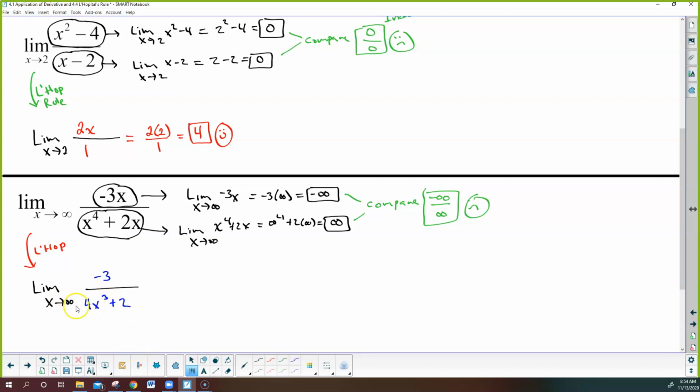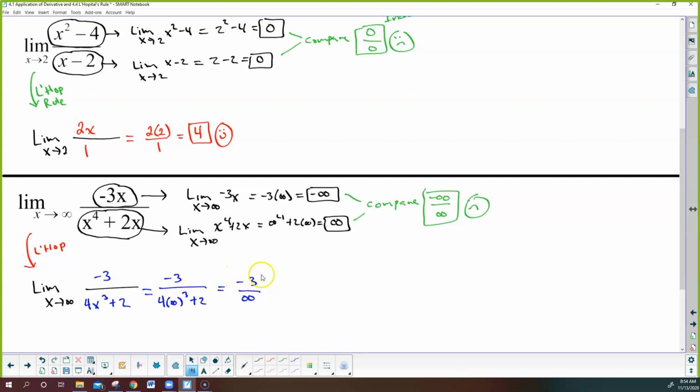Now you can check here, because this is one of the questions that just popped up. What happens if I don't get infinity over negative infinity or 0 over 0? Well, watch what happens here. Now, I'm pretty confident that I can put equals here because the top part is going to stay negative 3. The bottom part, if I plug infinity to the third power, that's going to be infinity times 4 plus 2, which is just infinity.